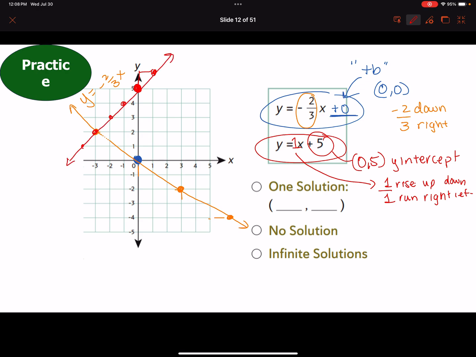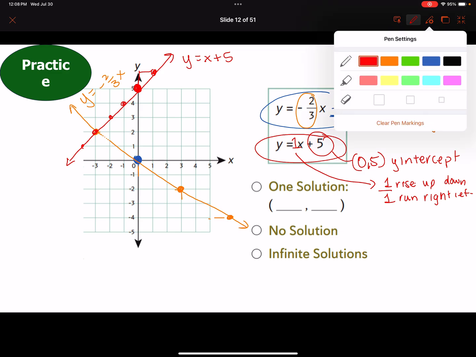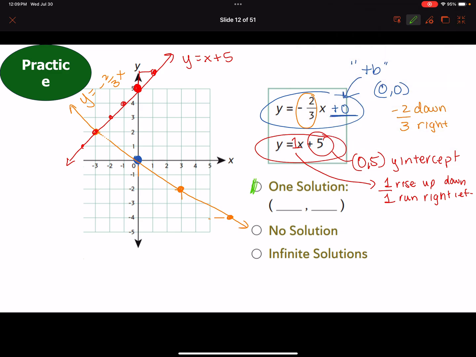Here's what my graph looks like over here. This is y equals x plus 5. This does have one solution. It's here. Being able to write this as an ordered pair, (x, y), is super important. This would be a time to make sure that you can indeed write that ordered pair. Since x always comes first, it's (-3, 2).